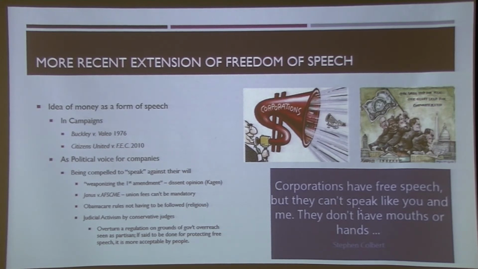Obamacare rules have also been looked at. This is a mixture of both religion and freedom of speech, where some of the rules that Obamacare has force companies to provide health care. The best example of this will probably be Hobby Lobby, where they have been able to sue and not have to do some of the things that were in the Obamacare rules.